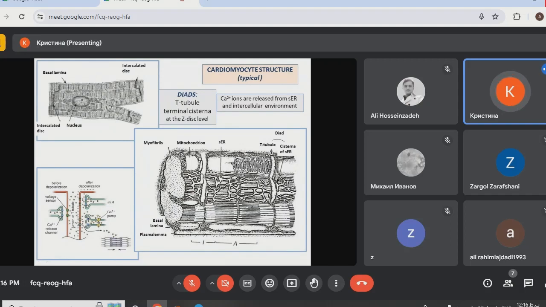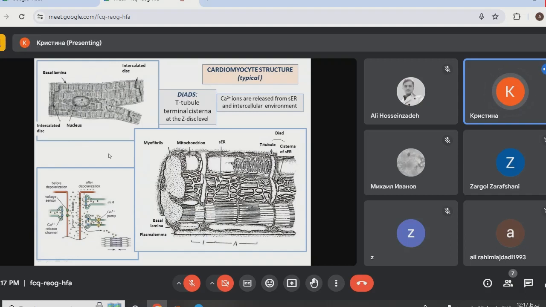Cardiomyocytes also have T-tubules and terminal cisternae of sarcoplasmic reticulum, but they form not triads but diads. A diad means the structure which is composed of two elements, one T-tubule and one terminal cisterna. This is how it looks in the picture: one T-tubule and, adjacent from one side, a terminal cisterna of smooth endoplasmic reticulum.